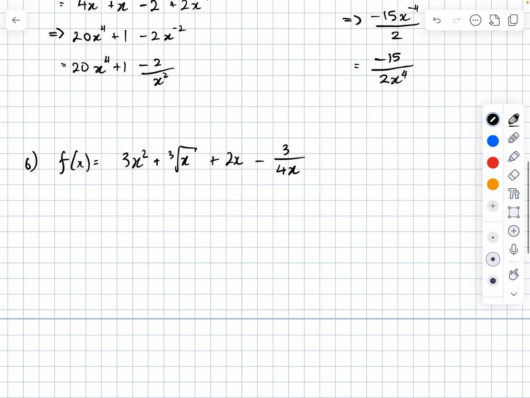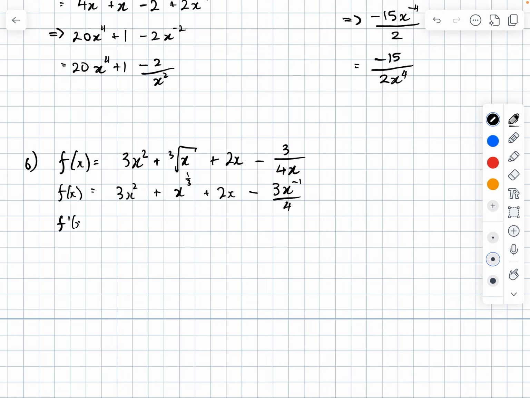Finally, a question like this, we need to set this up before we do any differentiating. 3x squared is fine. The cube root of x can be written as x to the power of 1/3. 2x is fine. And bring the x up to the top as before. 3x to the power of negative 1 over 4.